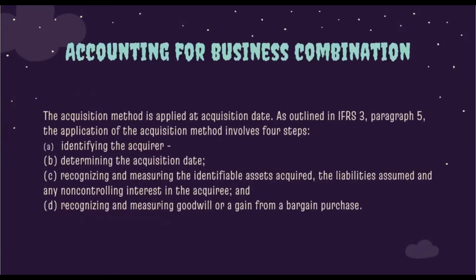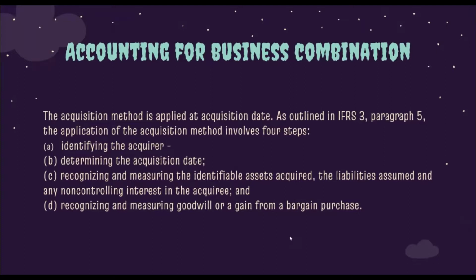So the accounting for business combinations, we said, follows four steps. Number 1, we have to identify who is the acquirer. Number 2, we have to determine the acquisition date. Number 3, recognize and measure the identifiable assets acquired, liabilities assumed, and any non-controlling interest in the acquiree. Then later on, step number 4 is we'll recognize and measure goodwill or gain.